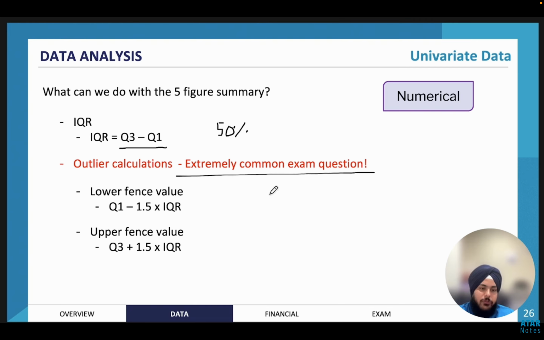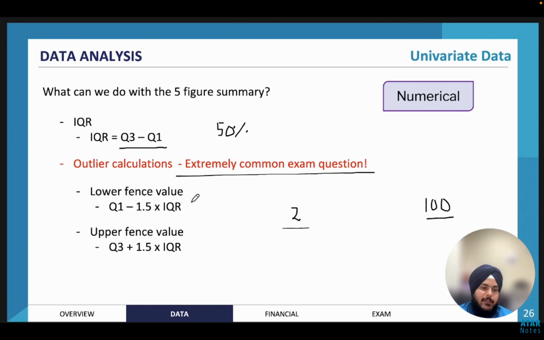The lower fence value tells you where the outliers lie. For example, if we have data between 2 and 100, where the maximum value is 100 and 2 is the minimum value, we don't know if these are outliers. So we can use something called a lower fence and an upper fence. All of these formulas are given in your formula sheet. When you use these formulas, Q1 minus 1.5 times IQR and Q3 plus 1.5 times IQR, you can easily determine the outliers because it will give you a value.